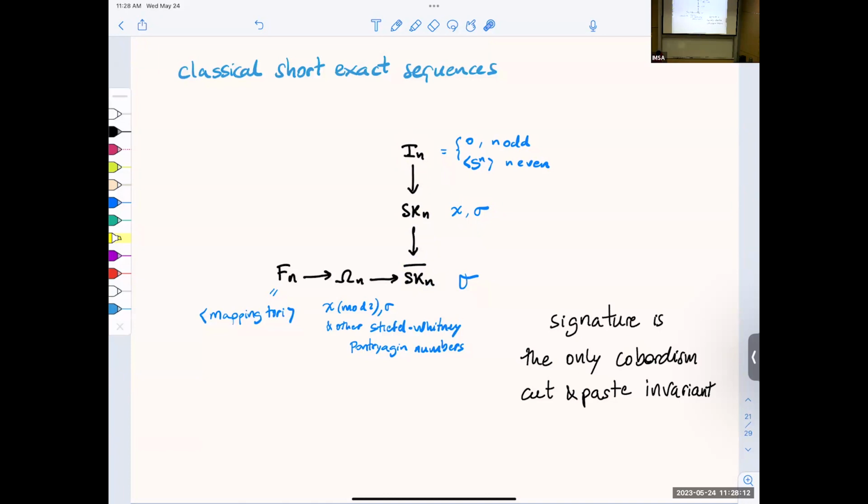And we have already said something about this mapping torus. Now bordism, of course, is a very rich group with lots of invariants: Euler characteristic modulo 2, the signature, and of course other Stiefel-Whitney and Pontryagin numbers. But once you look at the cut and paste cobordism group, this SK bar group, the only remaining thing is the signature.